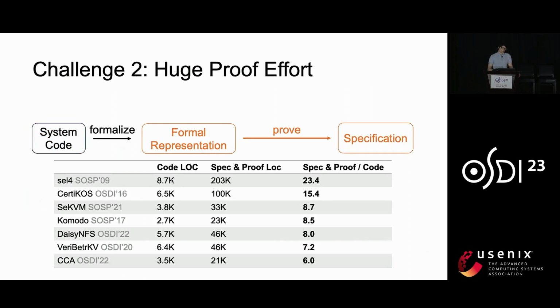And then the next challenge is still the huge proof effort. Let's look at system verification work published in recent years. There's one thing in common: the proof effort is so huge. For each line of source code, we may need to write 8 lines of proof.